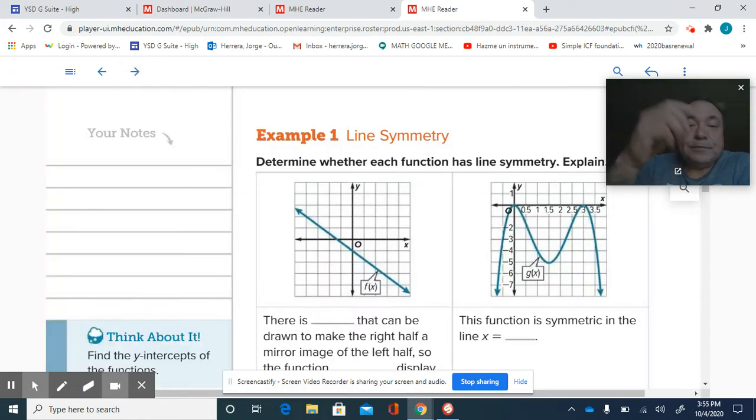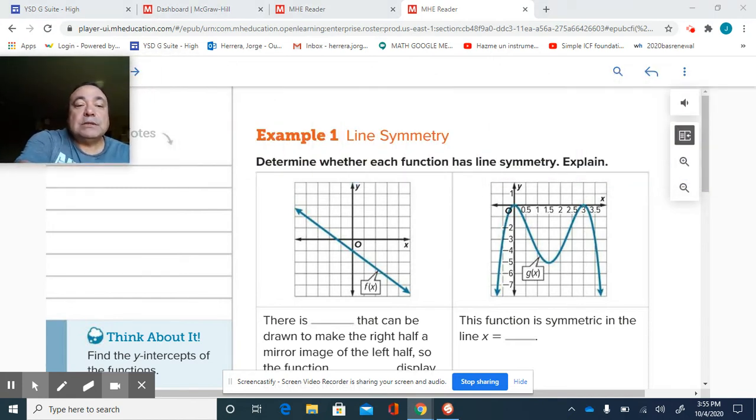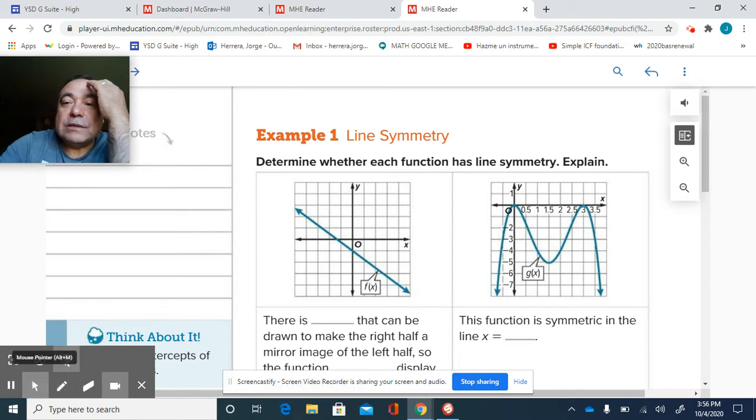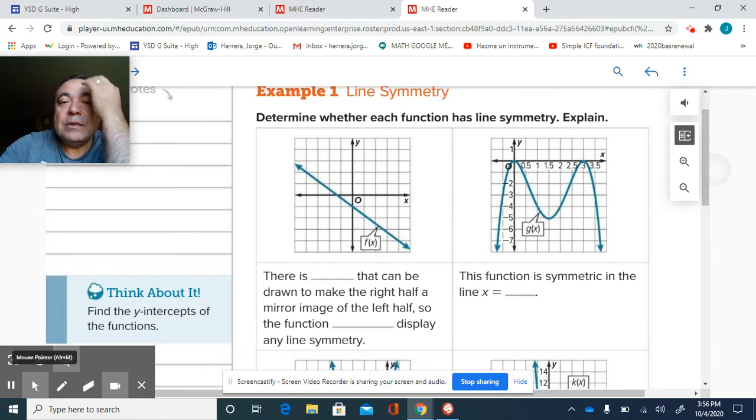Okay, so let's practice just a little bit more on this one. Let's talk about which of these have a line of symmetry. Line of symmetry, it's easy, guys. I think you're going to enjoy this. Okay, so let's look at the first one right there.